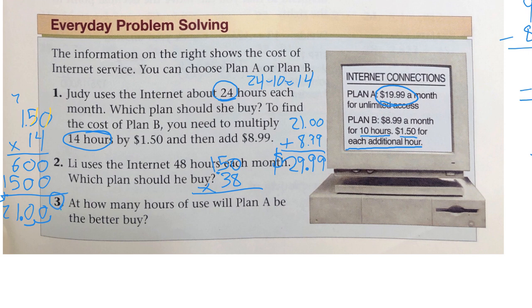Number 3, at how many hours of use will Plan A be better? At how many hours of use will Plan A be the better buy? So if you have too much use, then unlimited is better for Plan A. At how many hours is it more cost effective for Plan B? How little internet do you need? Let me know if you have any questions.